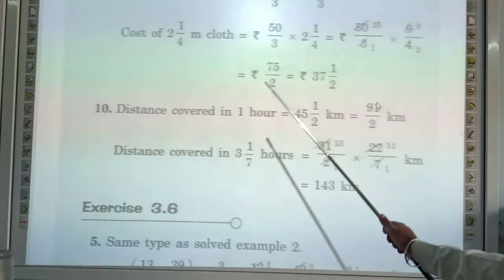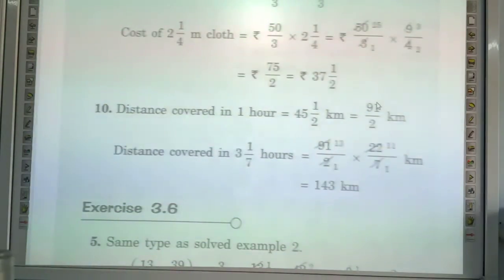Finally, we get 75 upon 2, meaning the cost of 1 upon 4 meter cloth is 75 upon 2, and in mixed fraction it is 37 1 upon 2, and we can also write it in decimal form, rupees 37.50.